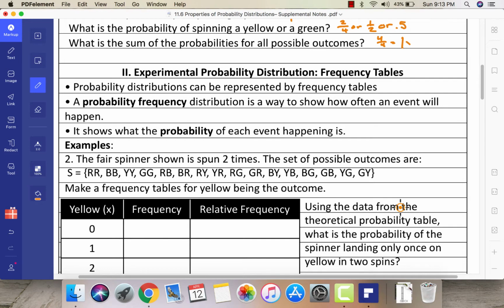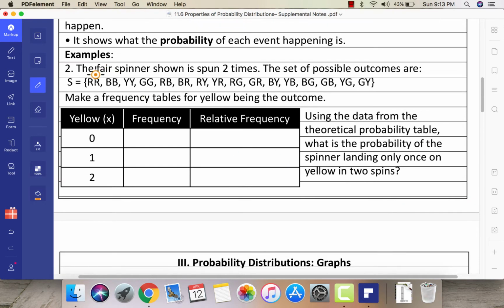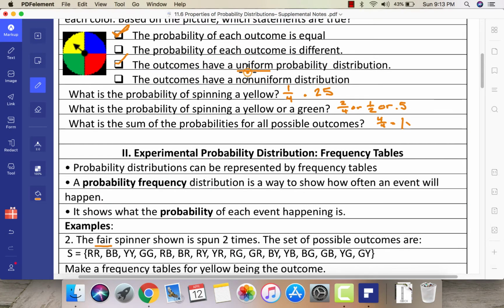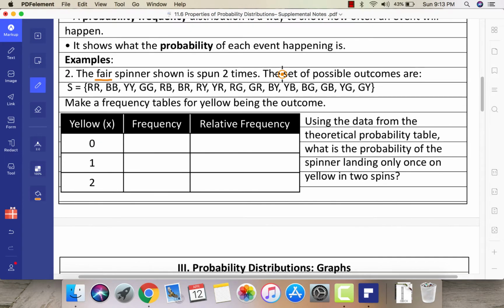Okay, experimental probability distribution with frequency tables. A probability distribution can be represented by a frequency table. A probability frequency table distribution is a way to show how often an event will happen. It shows what the probability of each event is. Okay, so again, a fair spinner. This means it's going to be evenly distributed and it's going to be a uniform probability. It's equally likely that each color will be spun.